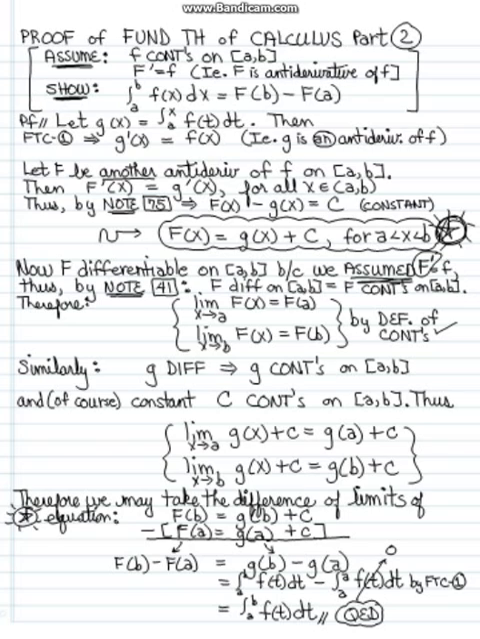So what have we shown here at the bottom? We've shown that capital F of b minus capital F of a is equal to the integral from a to b of little f of t dt, which is exactly what we were trying to prove. Quod erat demonstrandum. We're finished.